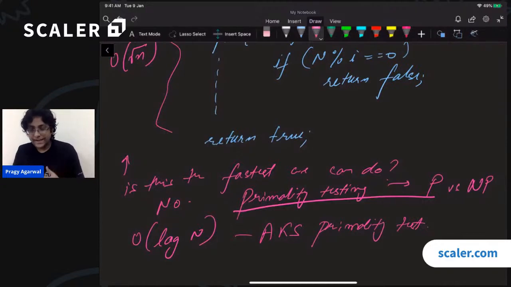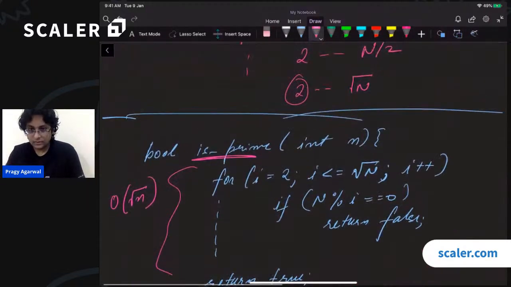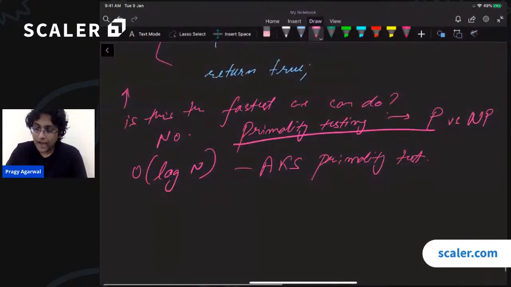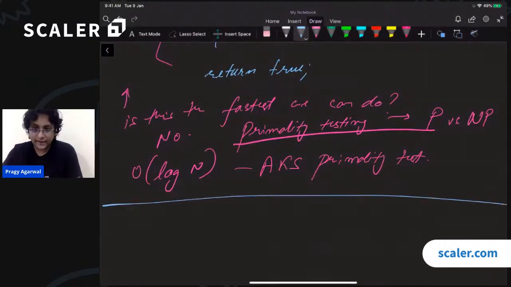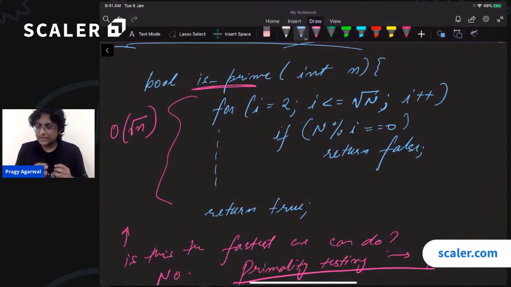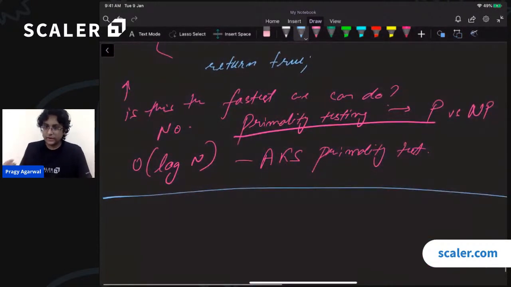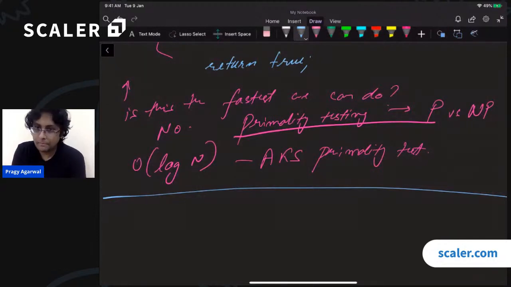Okay, but primality can be checked in order of log n. It is in P, right? And no, this is different from the sieve of Eratosthenes. Right? This is different from the sieve algorithm. This is a different thing. Okay. So if someone asks you how much time it takes to check if a number is prime, the answer is log n. Right? You can test primality in polynomial time. Okay.